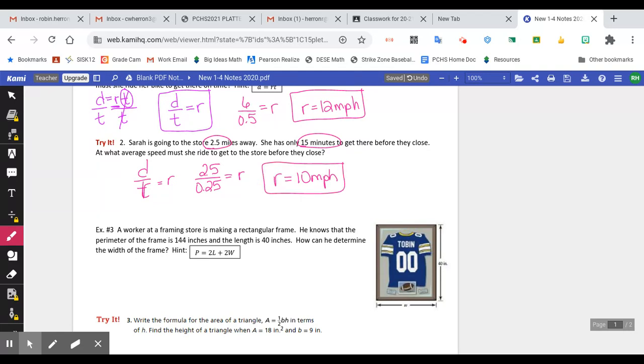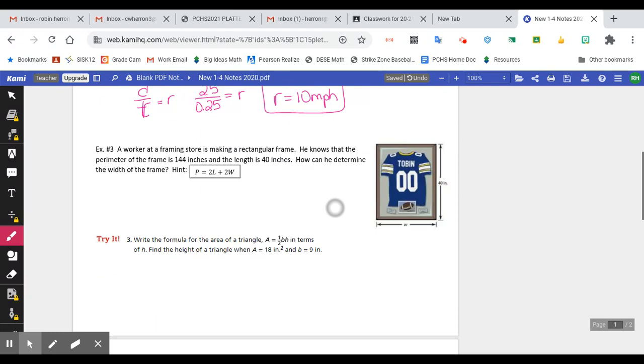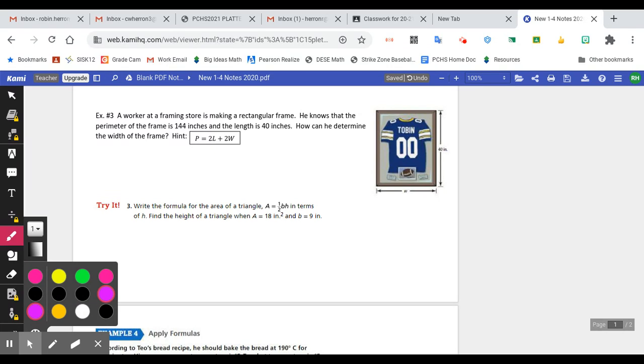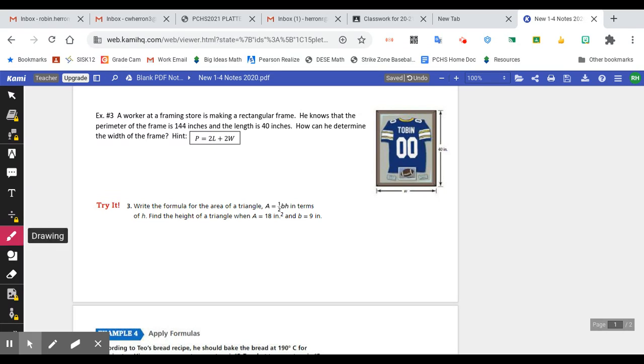All right. So example 3 would be perimeter. A worker at a framing store is making a rectangular frame. He knows that the perimeter of the frame is 144 inches and the length is 40 inches. How can he determine the width of the frame?